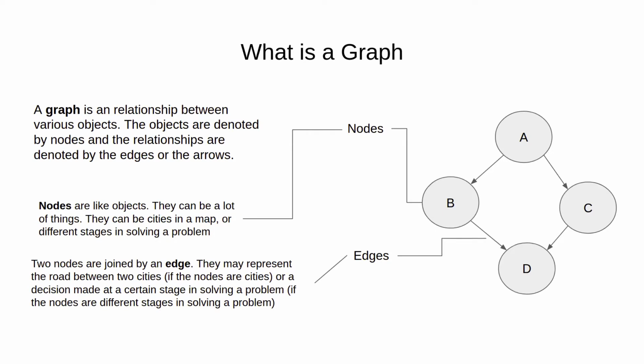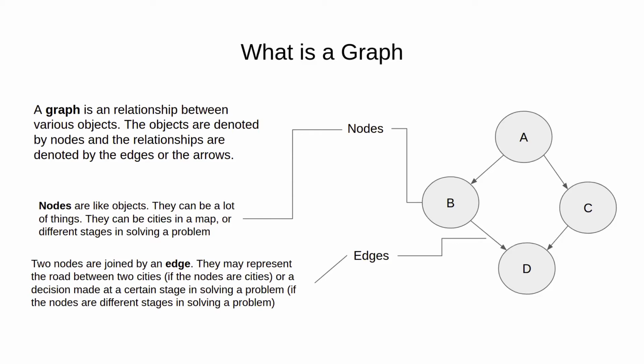A graph is a collection of nodes and edges. What are nodes and edges? Nodes are like objects and edges denote the relationship between these objects. For example, if the nodes are cities, then the edges may be the roads connecting them. Again, if the nodes are different stages in solving a problem, then the edges may be the decisions that lead from one stage to another.